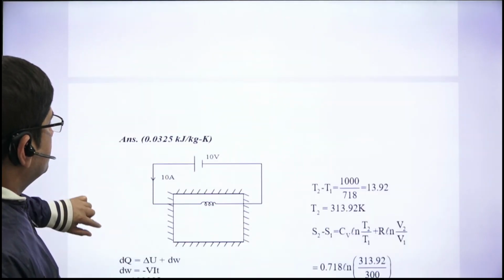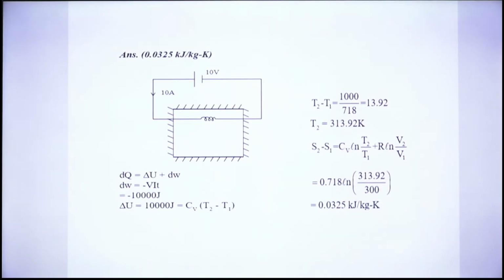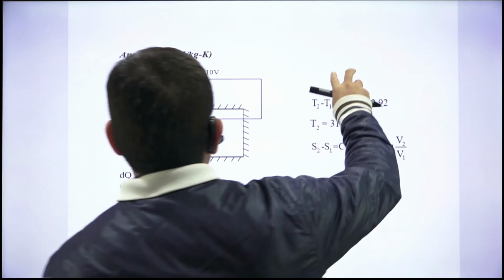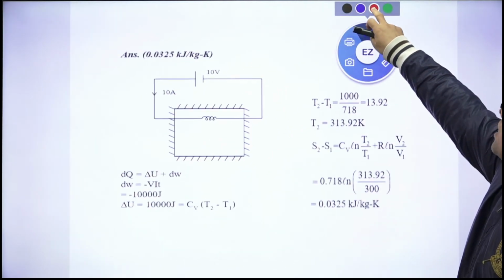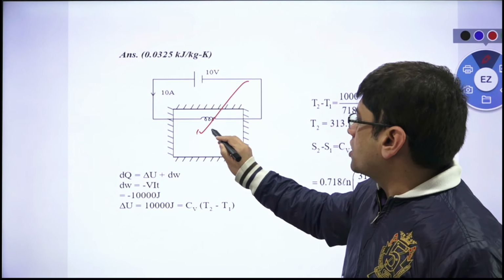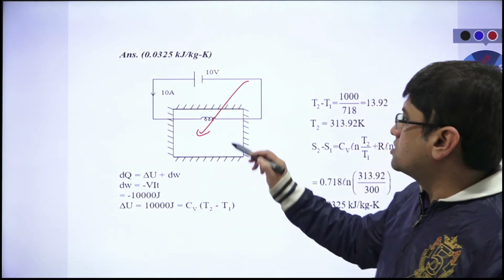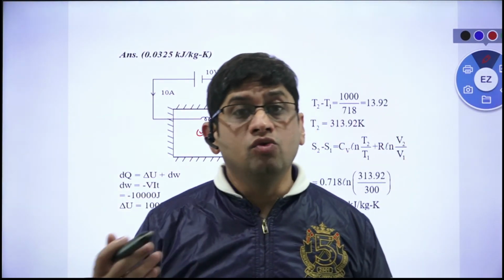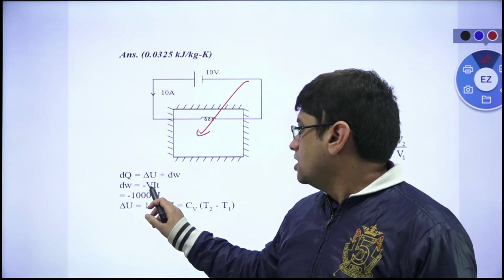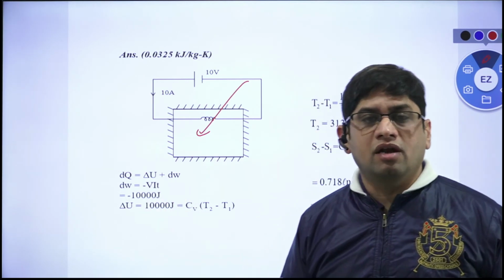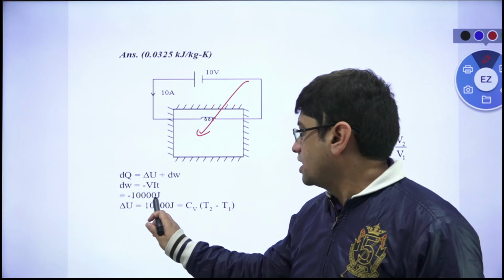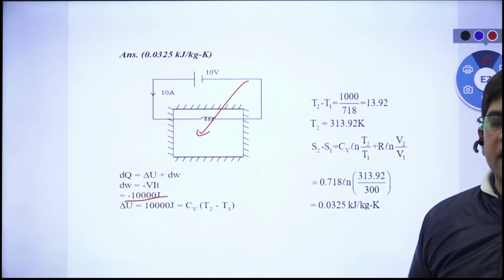Now see this particular question. There is a room which is adiabatic, and whenever we supply electric energy, there is electric work done, and that electric work is I square RT or V into I into T. So V is given to us as 100 volt, I is 10 ampere, and T is 10 seconds. From there we get this much work done, and it is negative work, right?